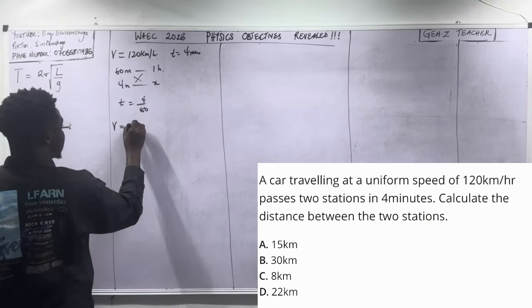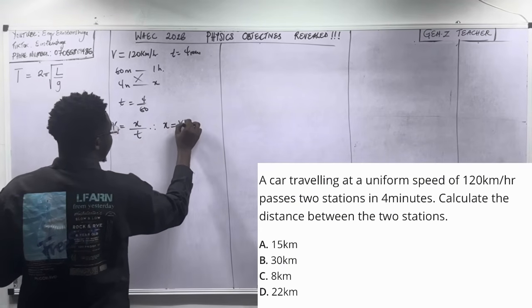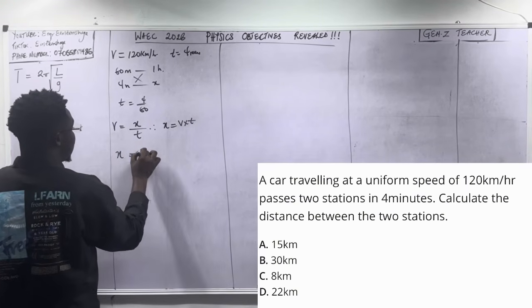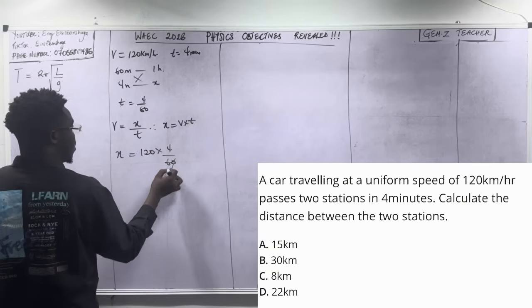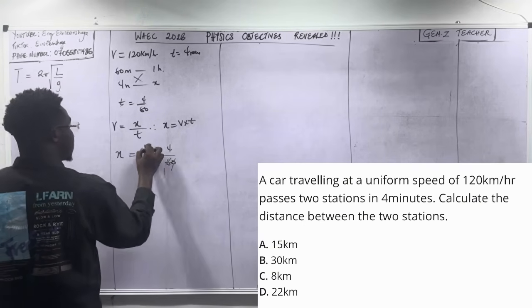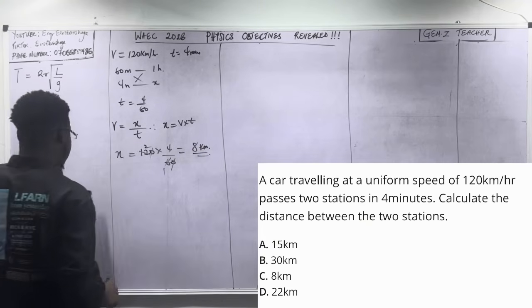So v equals x over t. That means x should be v times t. So our distance should be 120 times 4 over 60. This should work. 0 cancels 0, 6 here 1, 6 here 2, and the answer should be 8. So the answer should be 8 kilometers.